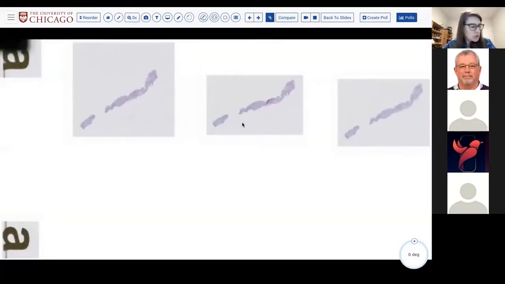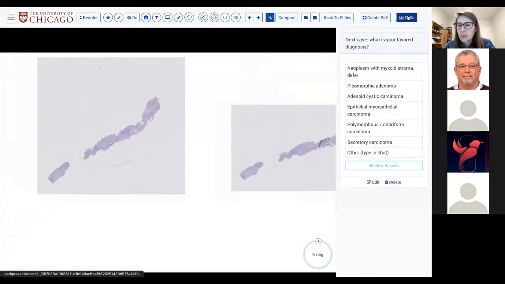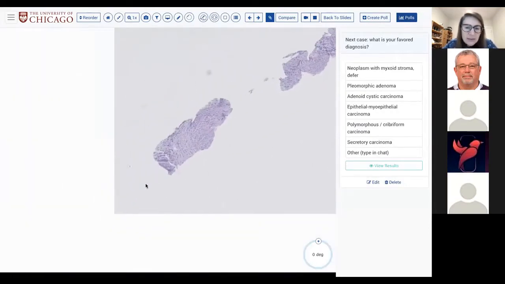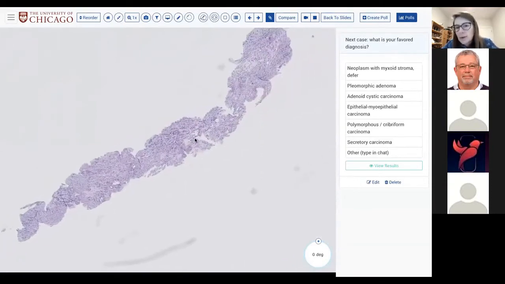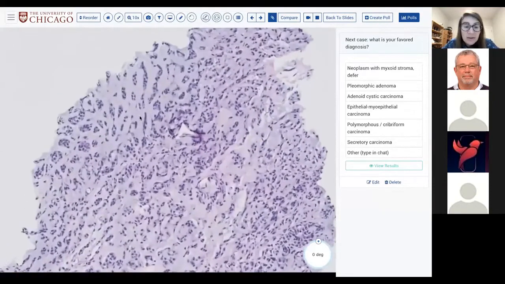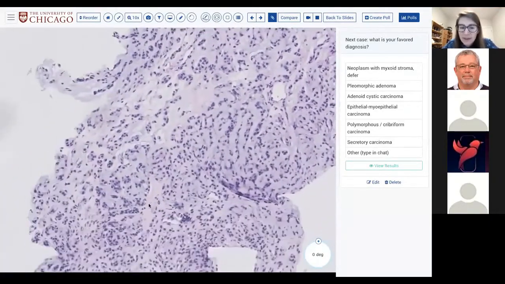So moving on to, you're welcome. Moving on to the next case. I think there might be a poll in this one as well. So again, there's really no surroundings, but we're still on the parotid, okay? This case has also some myxoid stroma, also some cords of cells.